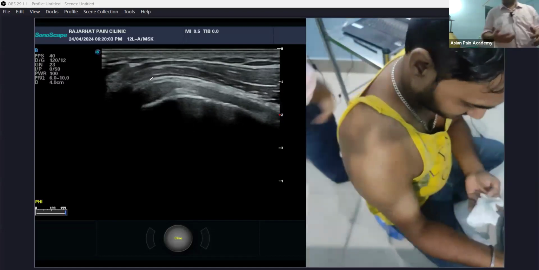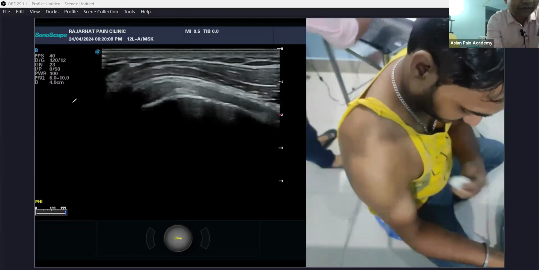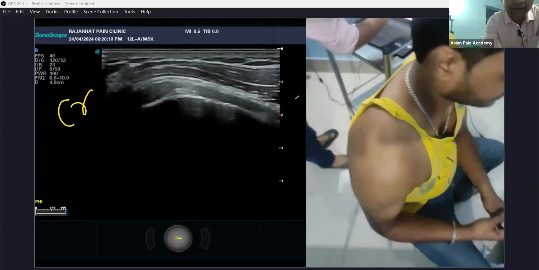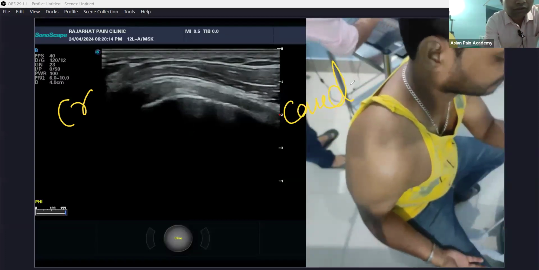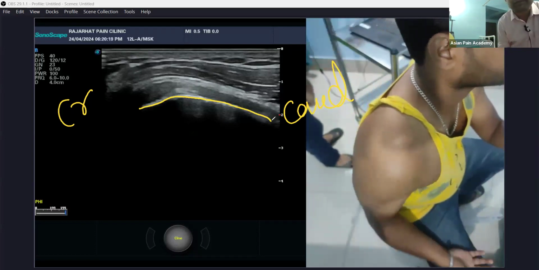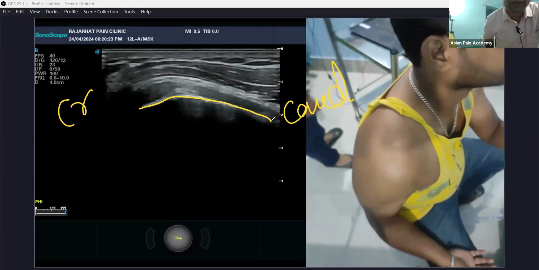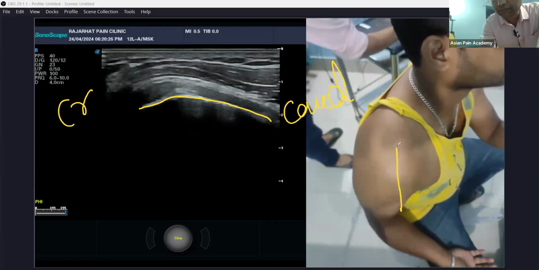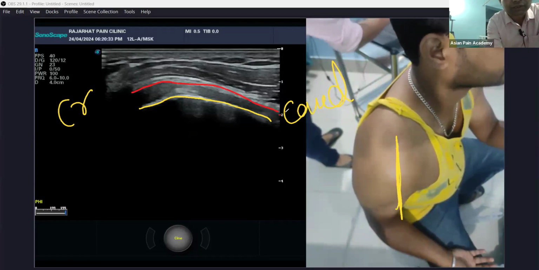Okay, so this is a biceps tendon in a long axis view. Here the left side is cranial and the right side is caudal. So what is this? This is the bony periosteum margin of the bicipital groove area. Here I have put my probe, so this is the bicipital groove area. So where is the tendon? This is the tendon. This black part is the tendon.